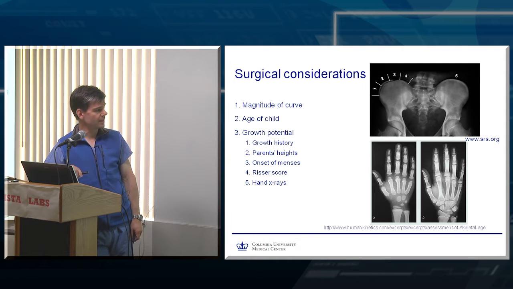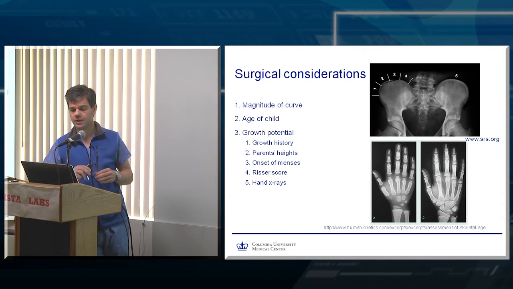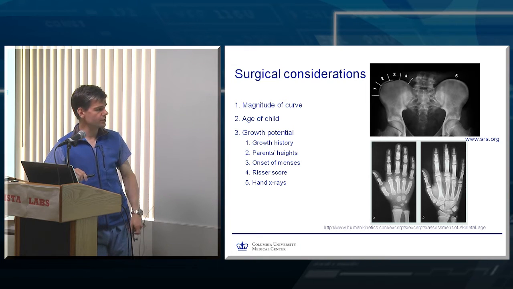The growth history, the parent's height, whether or not regular menstrual periods have started, and the tide mark there is that after the onset of regular menstrual periods, there's generally 2 years of additional skeletal growth that occurs. The Risser score is shown here. You can see the iliac apophysis here.